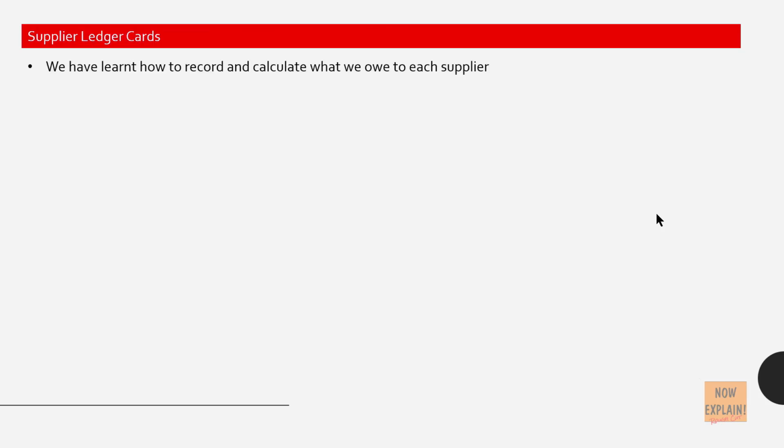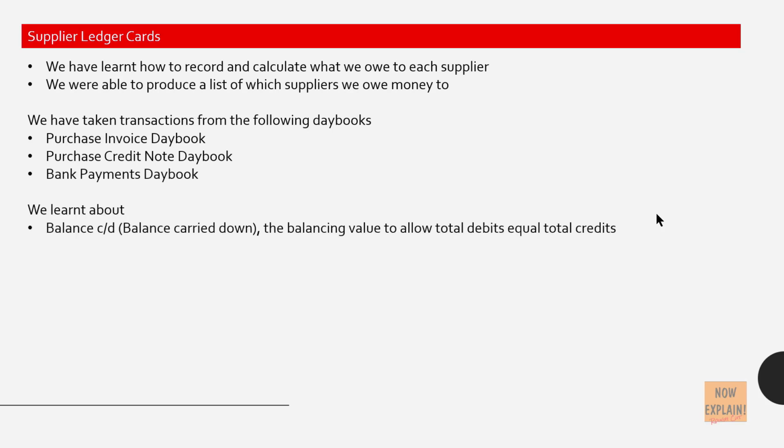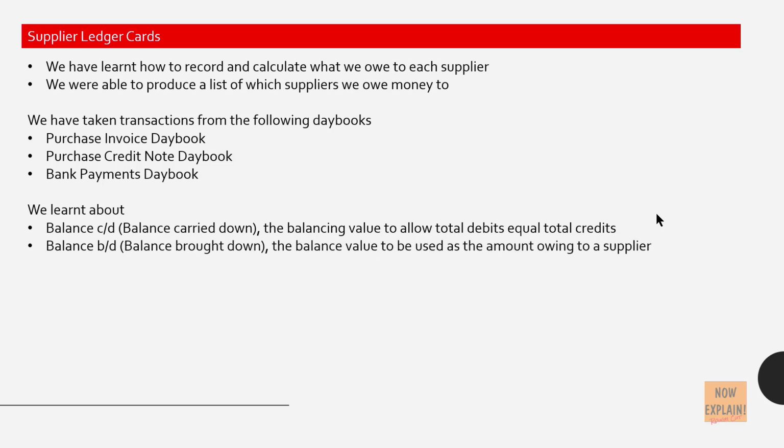So what have we learned? We've learned how to record and calculate what we owe to each supplier. We were able to produce a list of which suppliers we owe money to. We have taken transactions from the following daybooks: Purchase Invoice Daybook, Purchase Credit Note Daybook, Bank Payments Daybook. We learned about balance CD, the balance carried down, the balancing value to allow the total debits equal total credits, and balance BD, the balance brought down, the balance value to be used as the amount owing to a supplier.